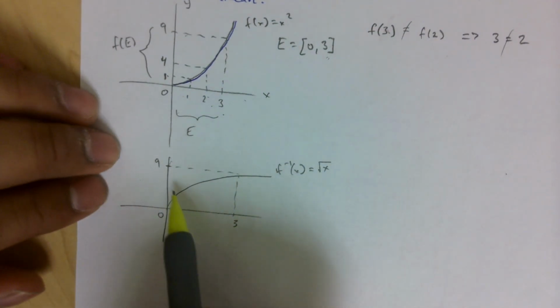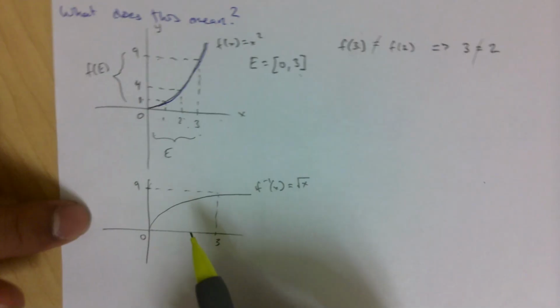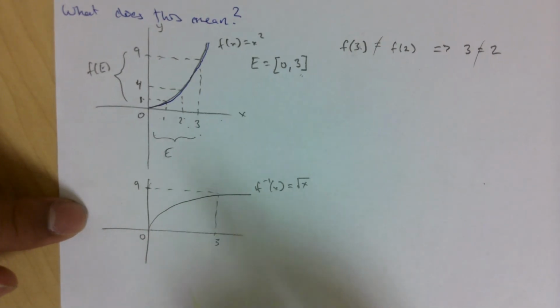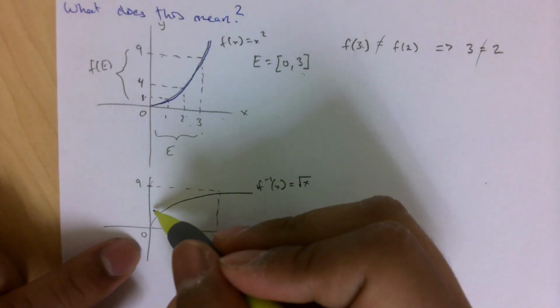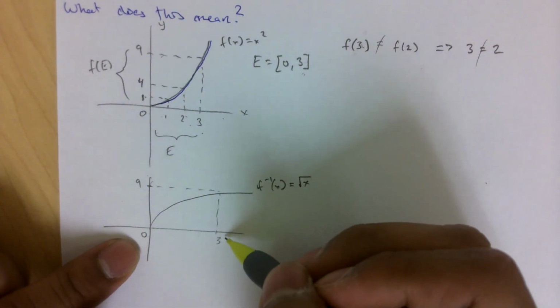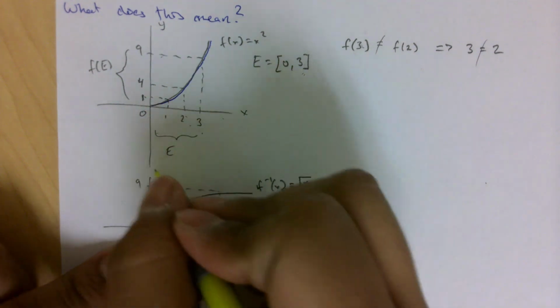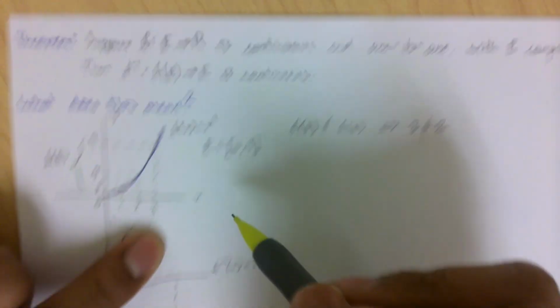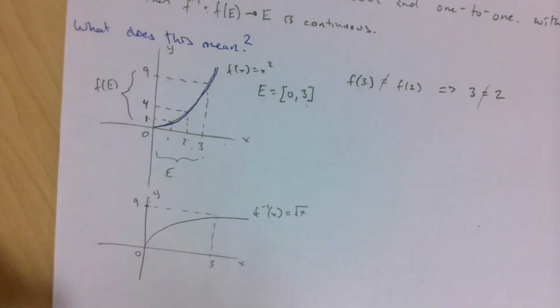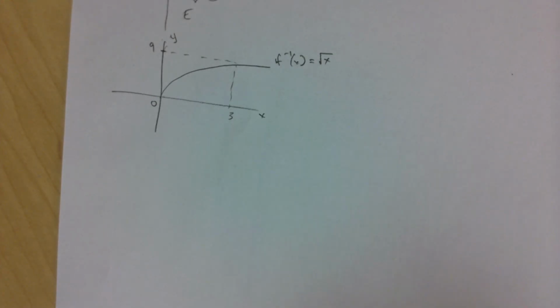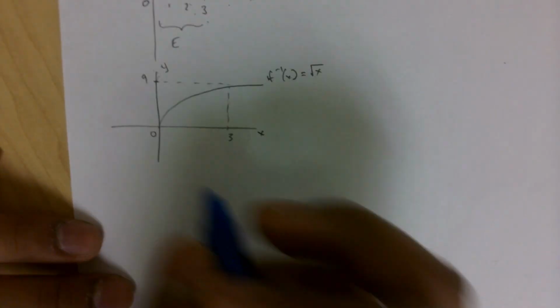It just means that, again, I could trace this out without lifting my pencil, but instead of going from 0 to 3, I'll start from 0 to 9 and then plot something on the x-axis. So instead of going from x to y, I'll go from y to x. So that's the visual representation, and now we can start with the proof.